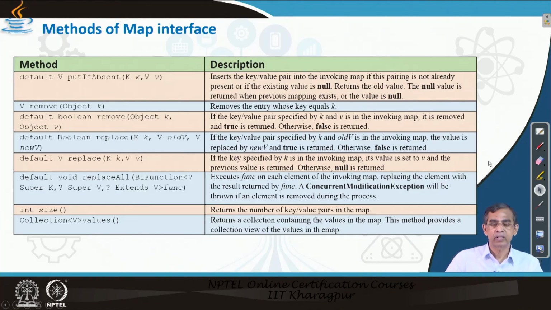There are so many methods which are defined there. Here is put if absent. The get method is basically to access it, put is basically to store it. There are different versions of put, and remove is basically to delete. There are many remove methods. Replace is basically modification, that means if you want to modify certain key values or objects. Replace all if you want to modify all, and then size is basically the size of the table, and values means all elements in the table can be obtained using this method.